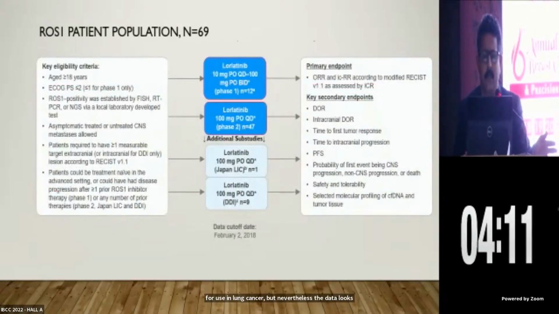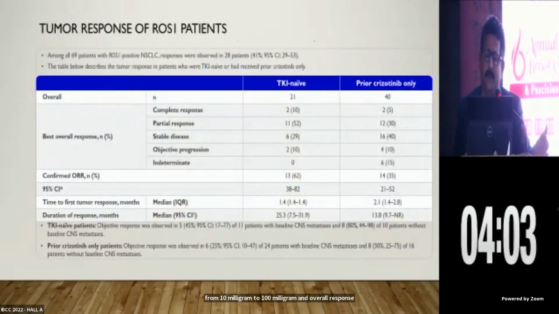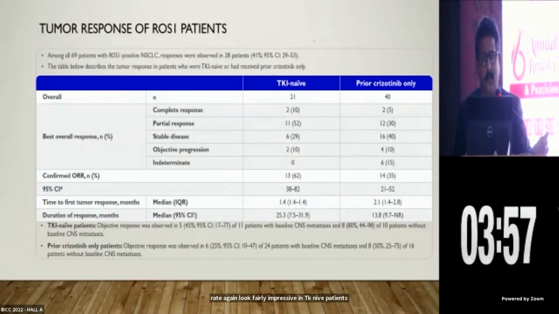69 patients were treated with lorlatinib, with doses going from 10 milligram to 100 milligram, and the overall response rate again looked fairly impressive. In TKI naive patients, the overall response rate was 62%, and in patients who were pre-treated with crizotinib, the overall response rate was about 35%. The important thing is the time to tumor response. That was very short. Within 1.5 or 2 months, the patients did respond, and the duration of response, especially in patients who were TKI naive, was again more than 2 years, 25.3 months. And even in patients who have received prior crizotinib, the duration of response is over a year.